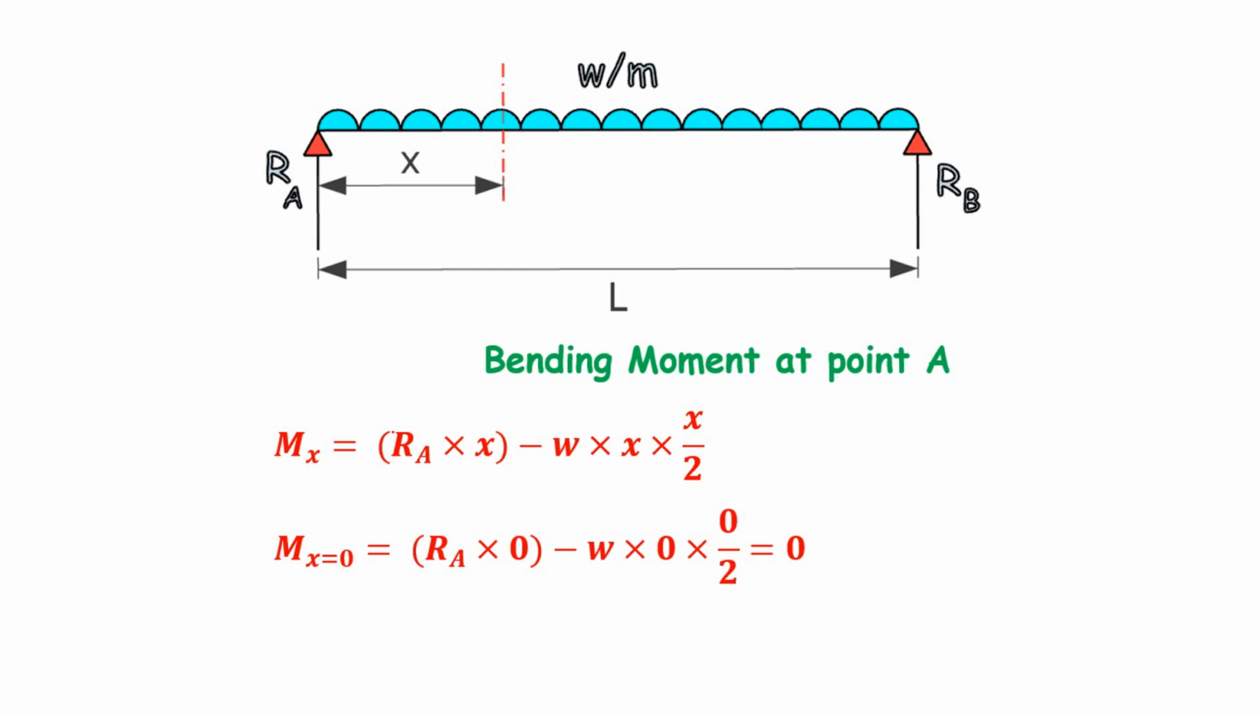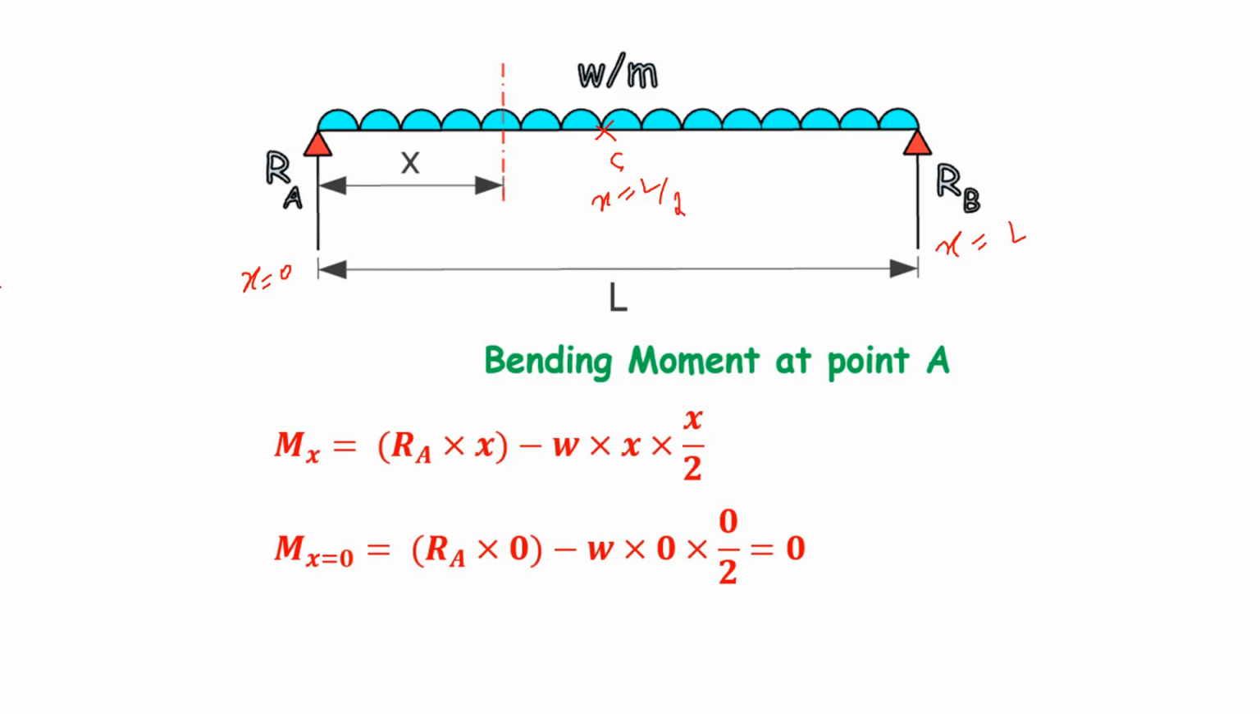Substituting these values, we will find out the bending moment at any point. So this is the bending moment expression, RA multiplied by x minus W into x into x by 2. Now at the point A, the value of x is equal to 0. At point B, the value of x is equal to L. At the center, the value of x is equal to L by 2.